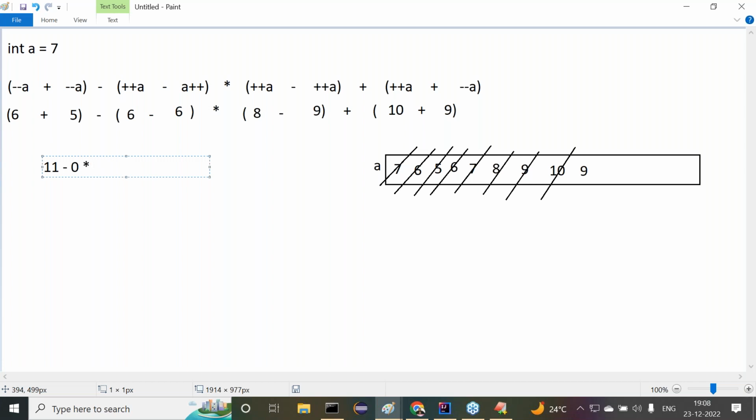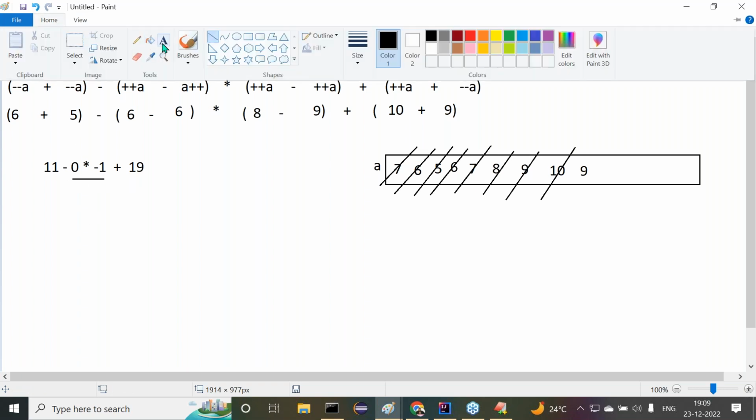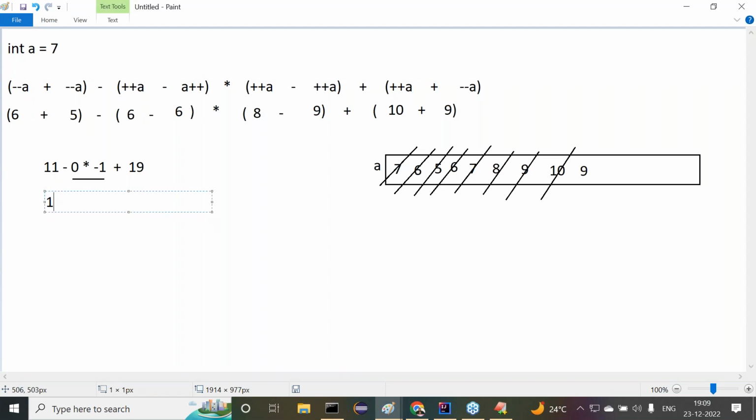What next? 8 minus 9. Minus 1. Then what next? Plus 10 plus 9. What's the value? 19. Now observe carefully. In this scenario, minus, star and plus operators are available. Which operation must be evaluated first? You know, the star operation. Now it's very clear that 0 star minus 1. What's the value here? 0. That means 11 minus 0.